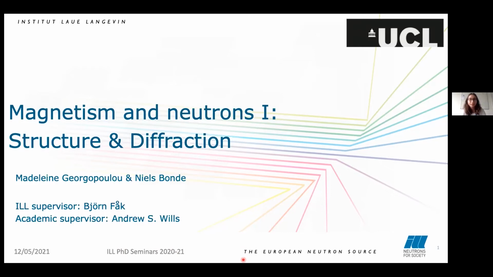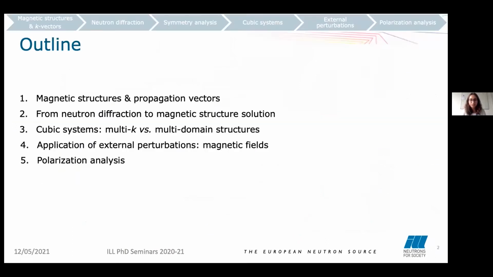And today I'll be expanding a little bit on magnetic structures. So what we'll talk about today is how we can define a magnetic structure using propagation vectors in particular. Then we'll see how we can go from a neutron diffraction experiment to solving our magnetic structure.